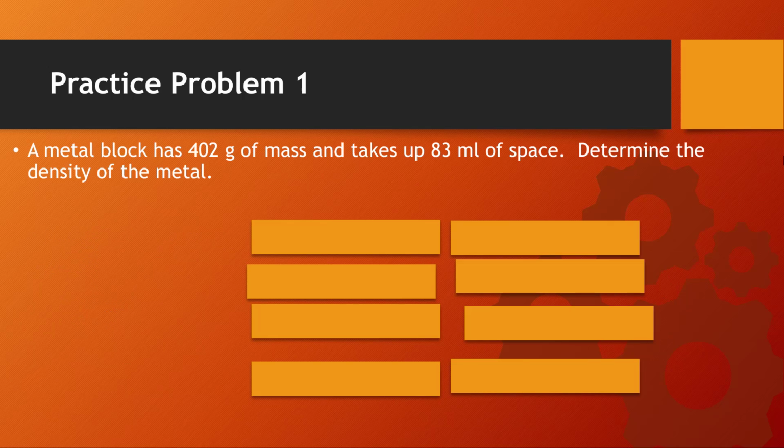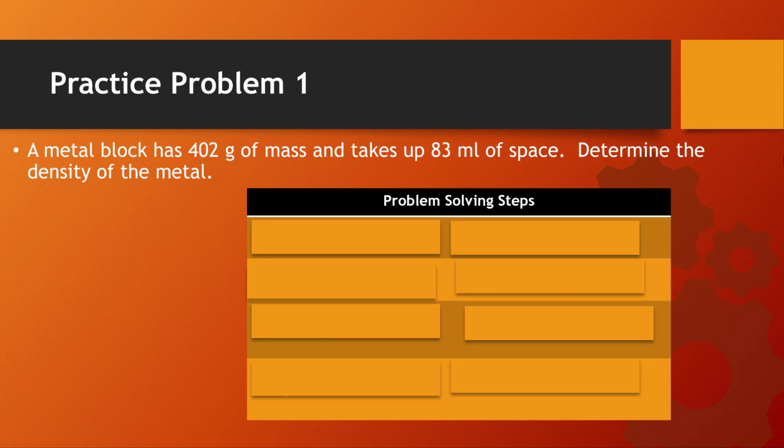So let's go ahead and jump into a practice problem. Let's say we take a metal block, measure its mass to be 402 grams, and it also takes up 83 milliliters of space. We can determine the density of this metal using those equations, but I want to be very clear on the steps that I would like to see you guys going through. There are 4 steps that will help later on when we're back in person to show me what you're thinking as you are working through these problems, and if you're doing some wrong thinking, to help fix that immediately.